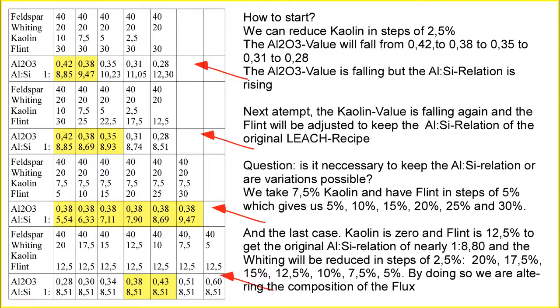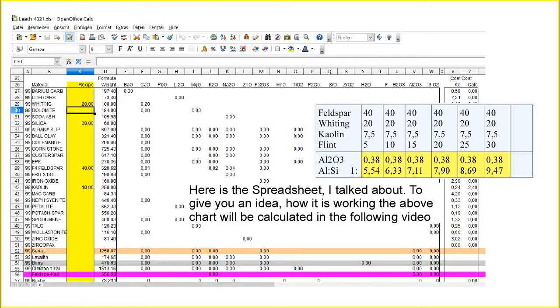By doing this, we are altering the composition of the flux. And on the left, you can see that the alumina-silica relation is always the same in all cases. But the alumina value is going up from 0.28 to 0.60. Okay, that it is done. Here is the spreadsheet I talked about. To give you an idea how it is working, the above chart will be calculated in the following video.